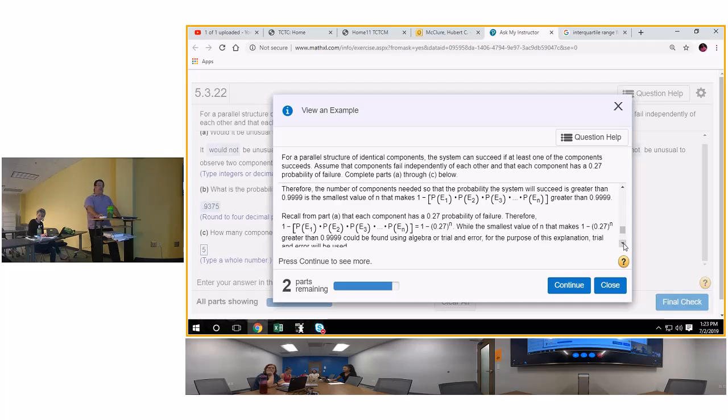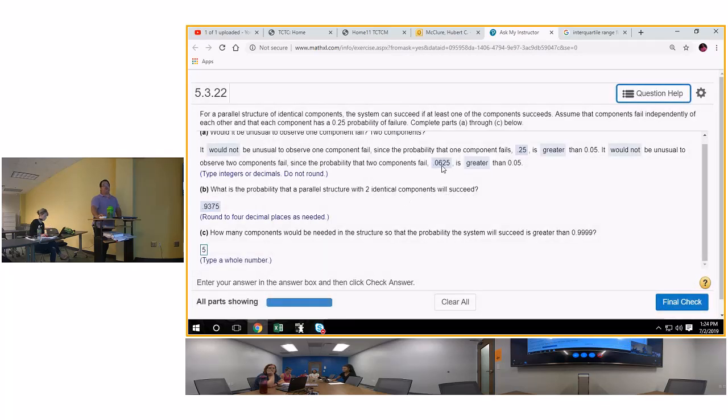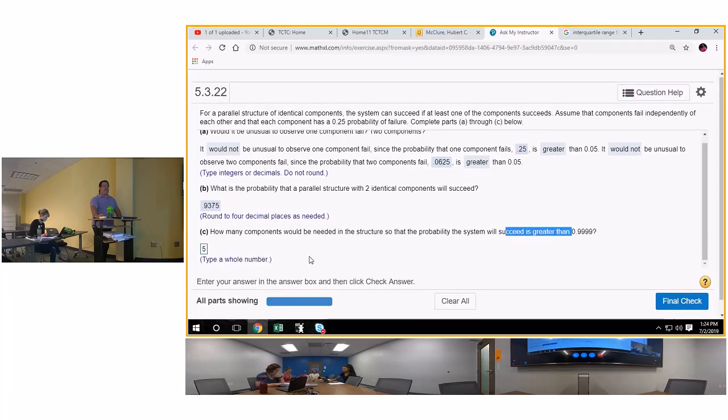I was beginning to wonder if you even know what natural log is in this class. The only way to get that x power down is to do the natural log of both sides. So what they're doing is trial and error. They're doing the complement: 1 minus 0.0625 raised to the third power, fourth power, fifth power, sixth power, seventh power, until you get greater than 0.9999, and that's going to be the fifth power.